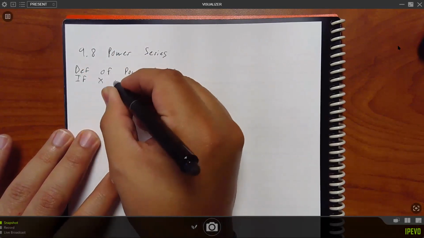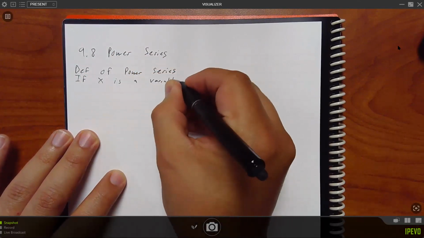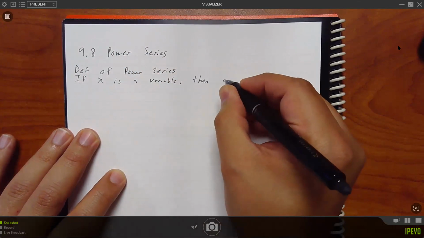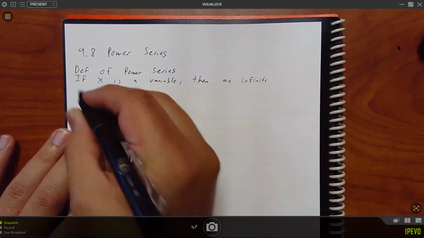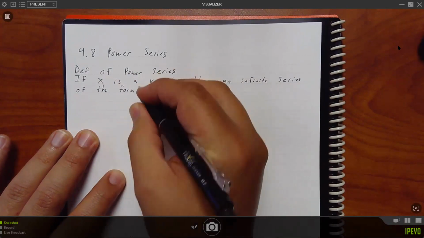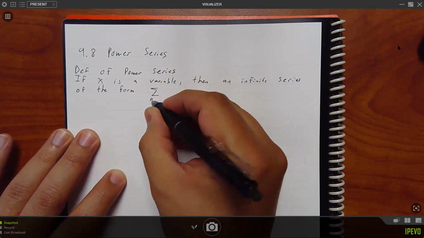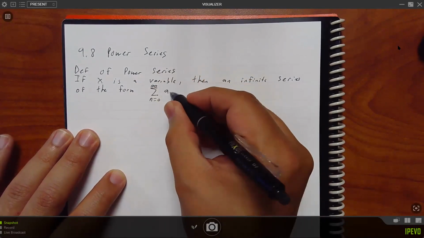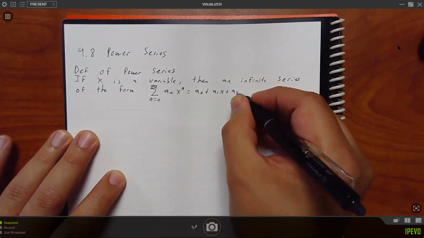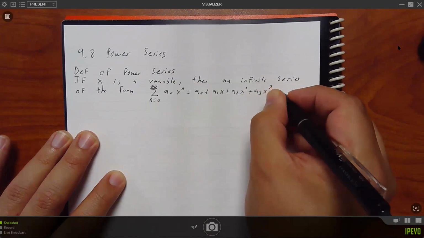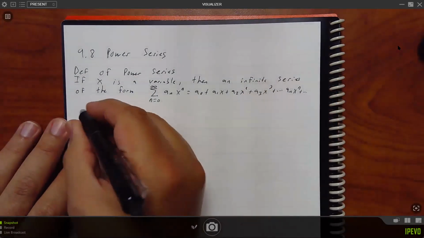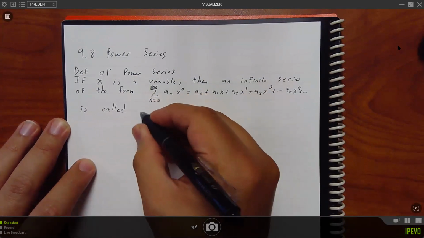If x is a variable, then an infinite series of the form the sum of an times x to the n is equal to a0 plus a1x plus a2x squared plus a3x cubed, all the way until an x to the n and beyond. So this is called a power series.